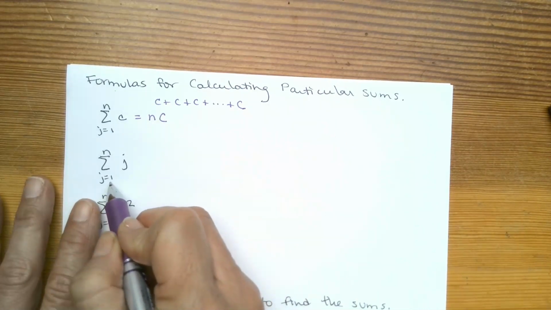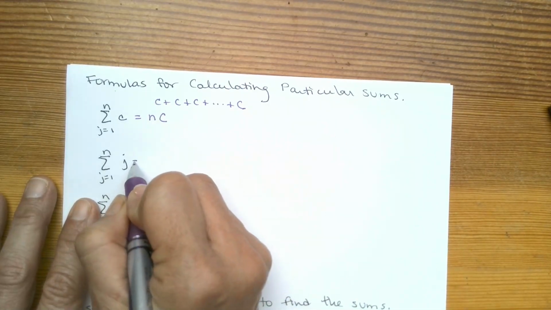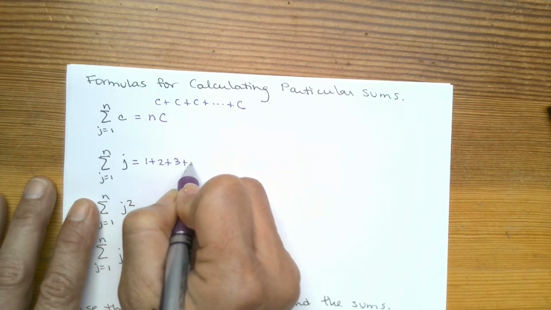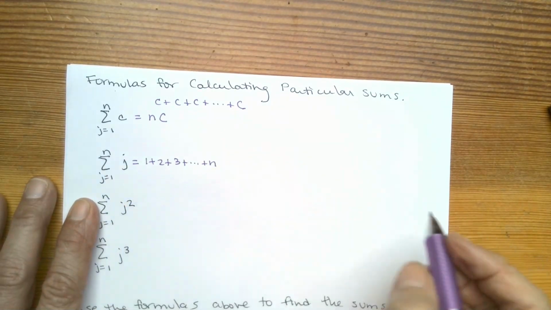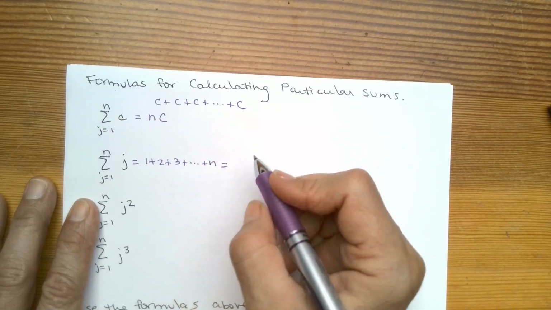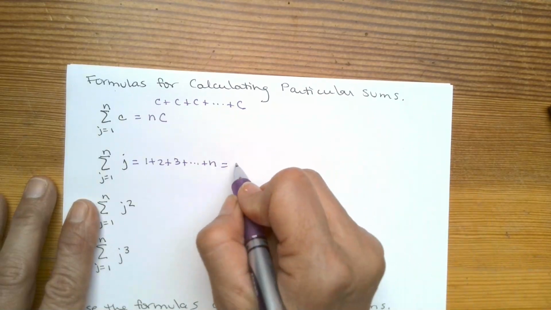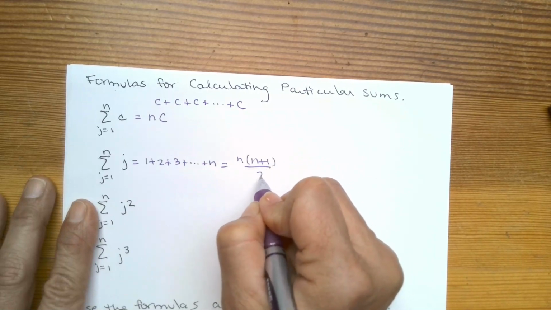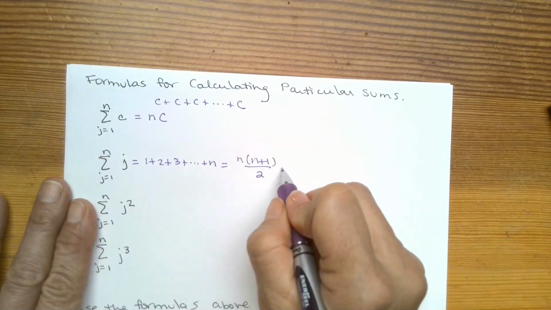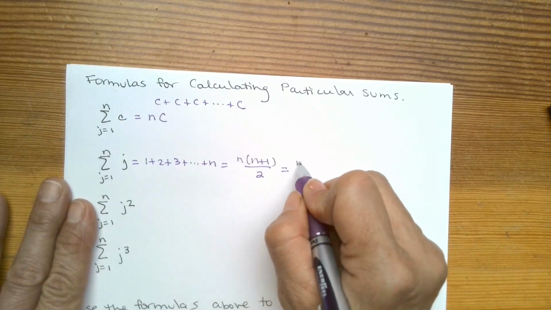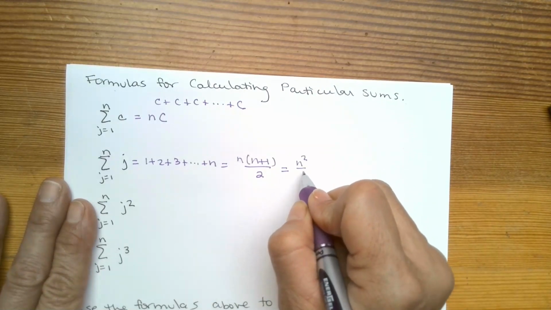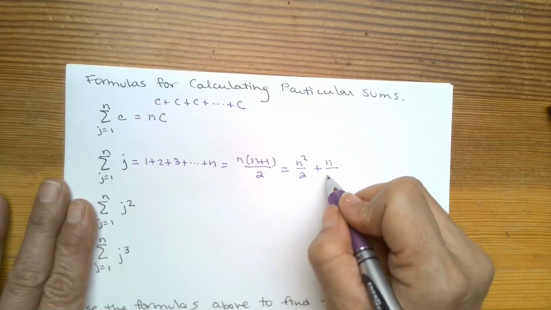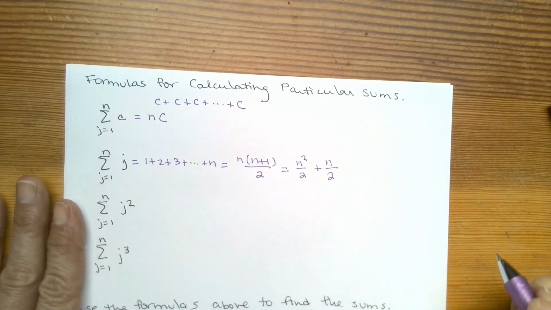So repeated addition is multiplication. So this one here, if we're adding up from 1 to n all of these j's, we'd get, right, 1 plus 2 plus 3 plus dot dot dot plus n. Okay. And what that equals is n times n plus 1 all over 2. And just getting us set up for something that we're going to have to do later, the other way that looks is n squared over 2 plus n over 2.